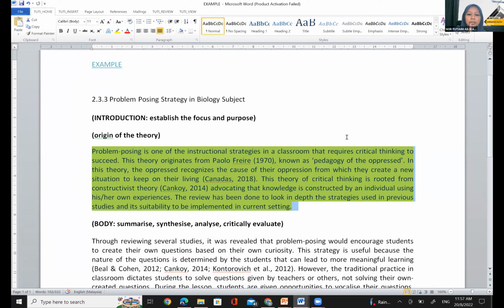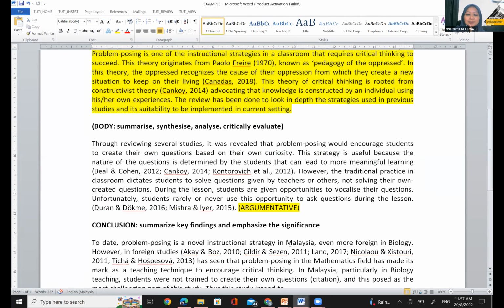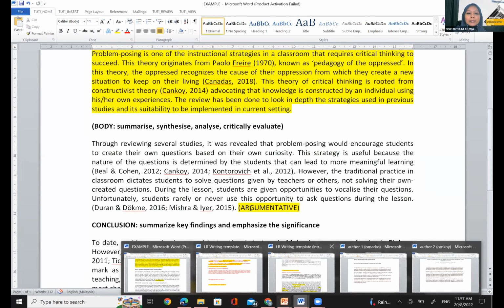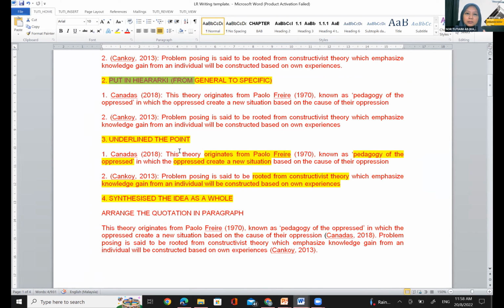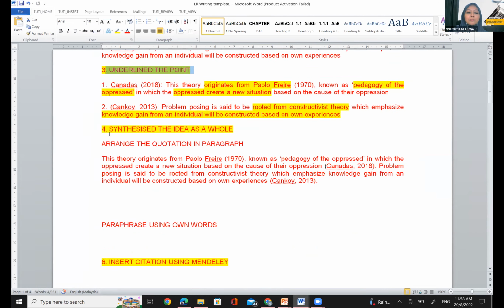Okay, for the body, do the same. It means that to write one paragraph of the body, you need to go back to these particular steps. Identify the author and quotation, put them in a hierarchy to make sure that our ideas go from general to specific, and underline the points, the keywords, not highlight the whole paragraph and copy paste. No, that is a less appropriate strategy. And then only synthesize the idea as a whole. Synthesizing the idea as a whole also has its steps.